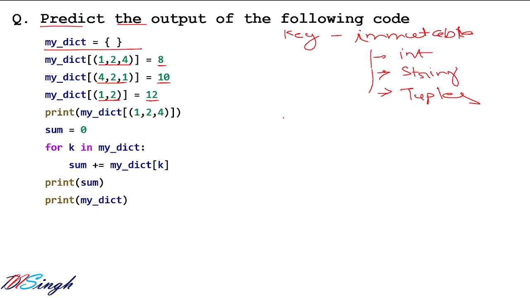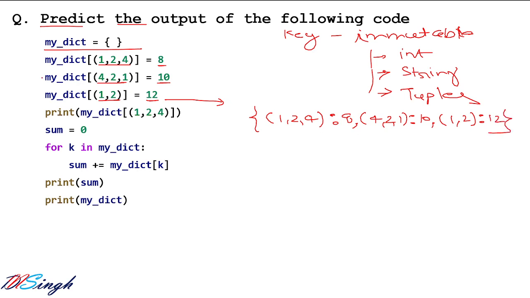So till now no issue. Let us see how the dictionary will look after this statement. Here you have (1, 2, 4), and this is the key. What is the value corresponding to it? This is the value. This is one key-value pair. Another key-value pair will be (4, 2, 1) and the value corresponding to it. Next you have another key, (1, 2), and the value corresponding to it is 12. This is how the dictionary will look after executing these three statements.